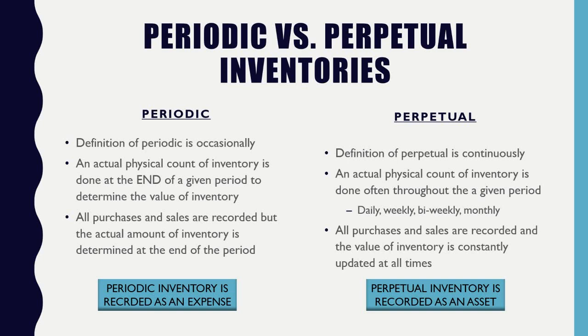So again, an inventory physical count is necessary when we are using periodic inventory because that's going to tell us, number one, how many items we have on hand at all times, and it also tells you roughly how many items that you have sold.